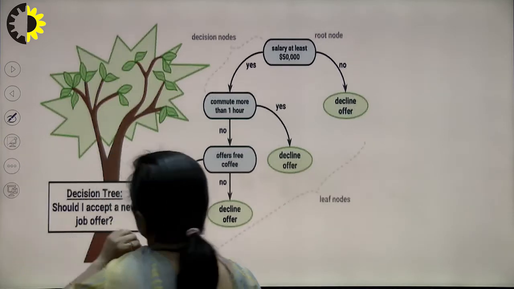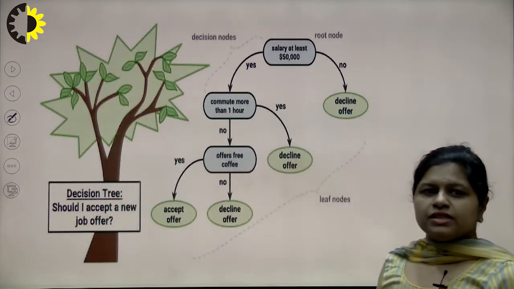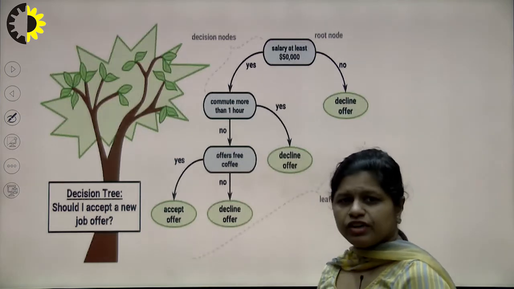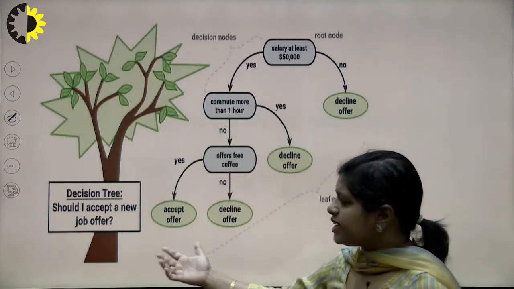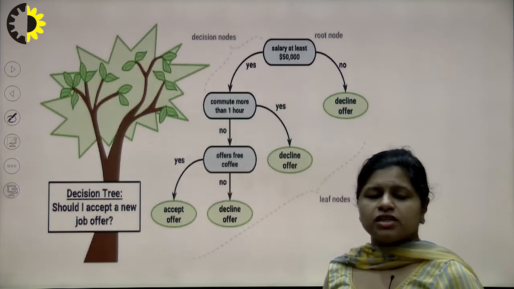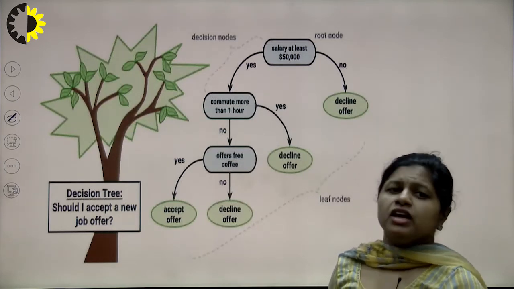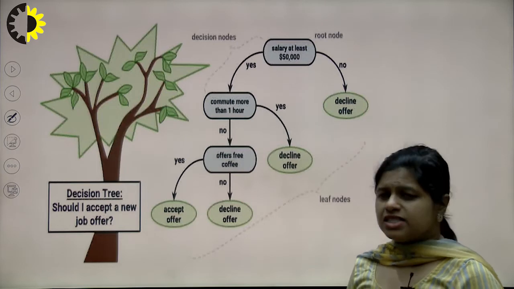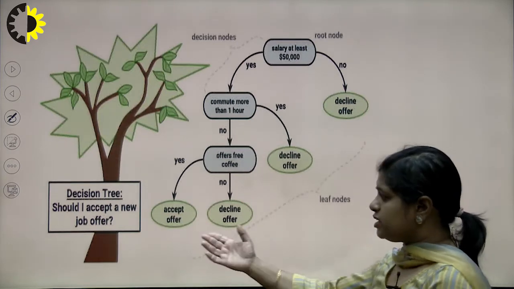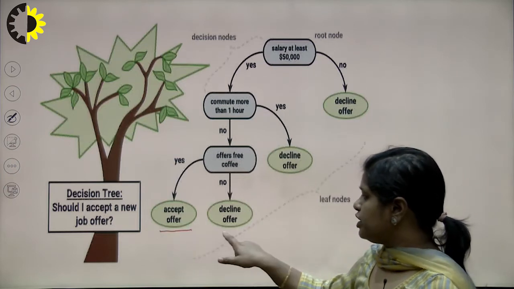This is one example of a decision tree. Suppose the question we need to answer here is, should I accept a job offer? So what are the conditions that we need to satisfy to reach the final decision, a binary classification, whether we accept the offer or decline the offer?